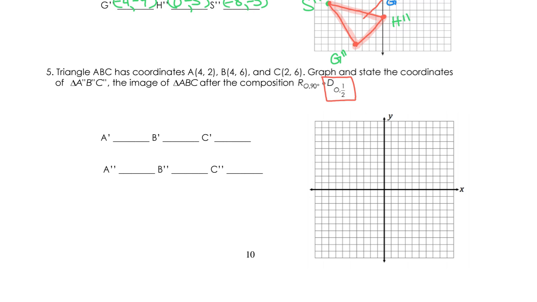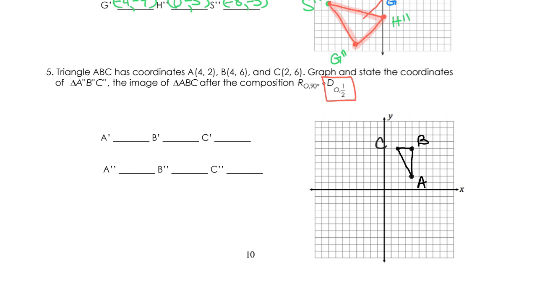So 4, 2, 1, 2, 3, 4, 1, 2. That's A. B is at 4, 6. 2, 3, 4, 5, 6. And C is at 2, 6. Maybe we'll go ahead and move our letters here to make them a little bit better, so they're on the outsides of my triangle. So we'll put A here and B here. Okay, that looks a little bit better.